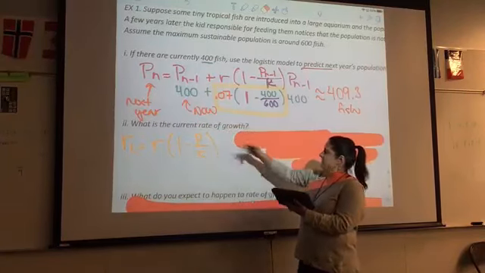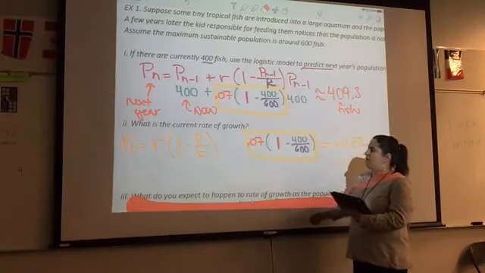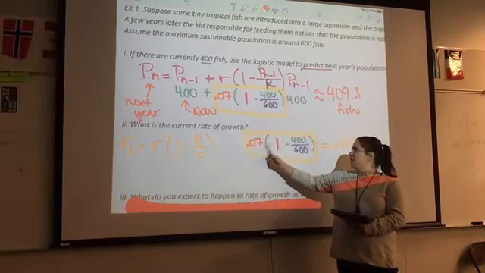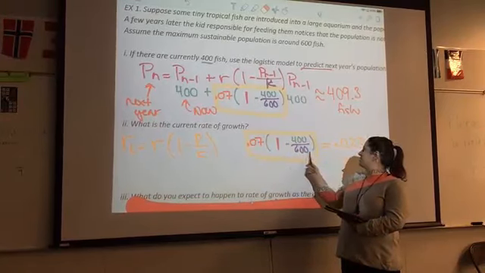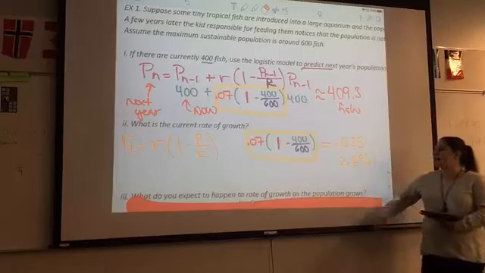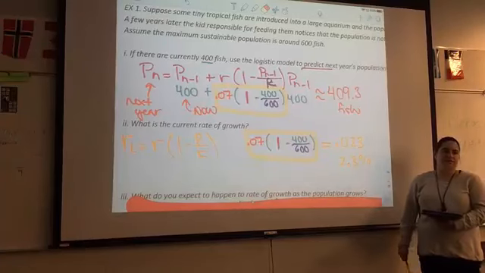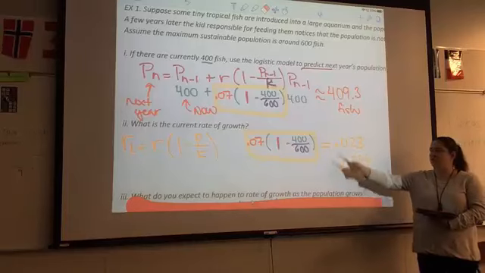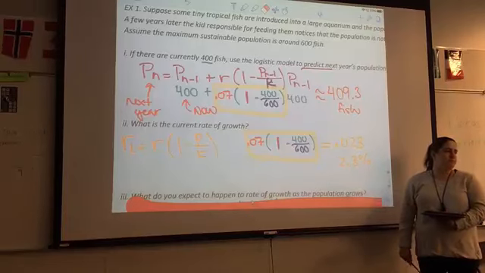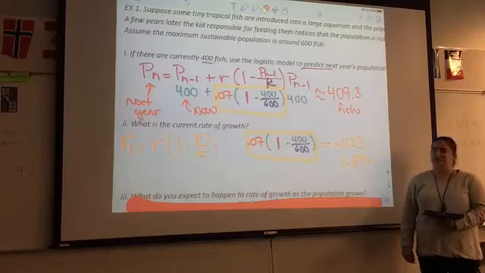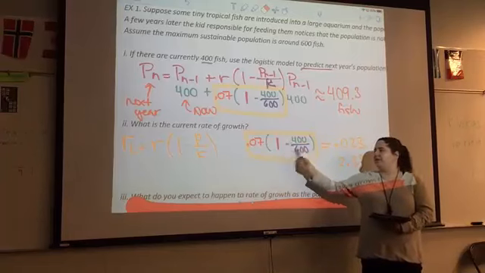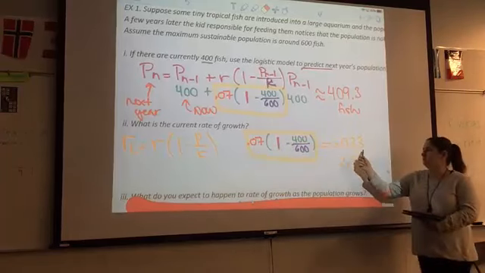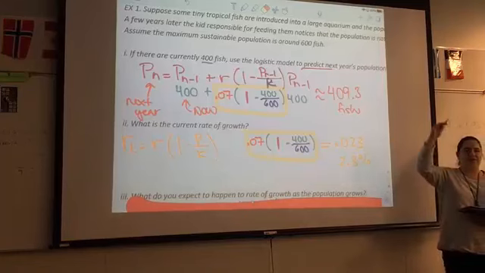We plug it in to this formula. We were at 7%. 1 minus 400 over 600, we are only growing now at 2.3%. Yeah, we lost 2/3 of our growth rate because we're 2/3 of the way full. Does that make sense? This is 2/3. 1 minus 2/3 meaning we're only keeping 1/3 of the 7% because we have 1/3 left.